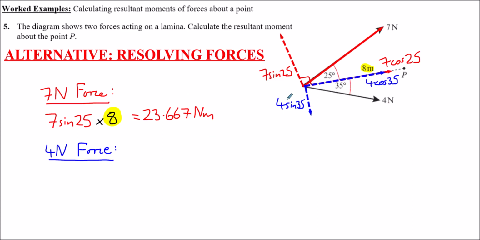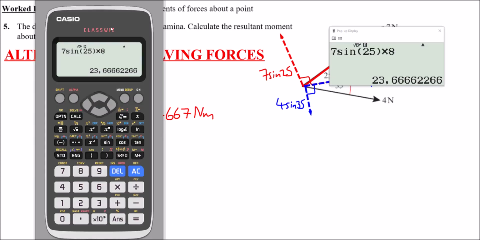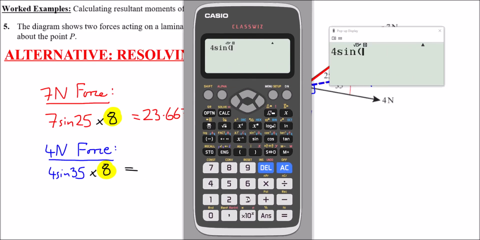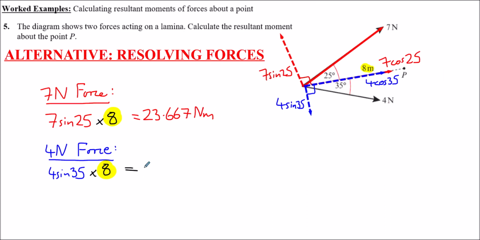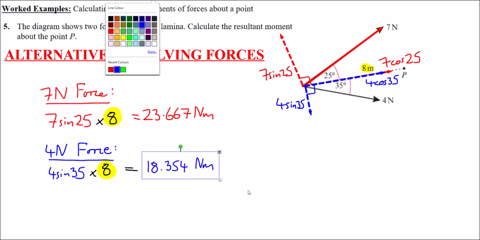So the moment due to this force will be the magnitude of this component, 4 sine 35, multiplied by the distance of 4 sine 35's line of action from P. Because it's been resolved perpendicularly, we again can see that this distance from here to there is again 8. So this time we have 4 sine 35 again multiplied by 8, and that will give us 18.354.